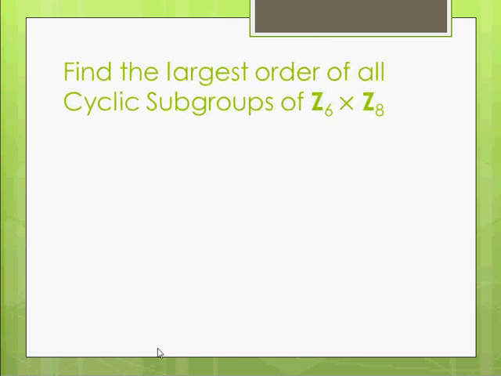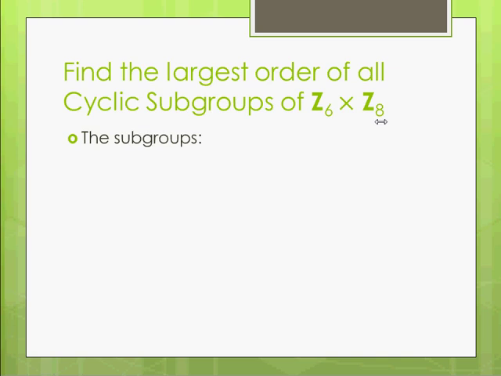Find the largest order of all cyclic subgroups of Z6 cross Z8. So first we have to find the subgroups of Z6 cross Z8. Notice there are 48 total elements in the group. And now the subgroups are basically just the subgroups of each component. So the subgroups of Z6 are Z6, Z3, Z2, and the set with 0 in it. Remember, just all the numbers that divide into 6.